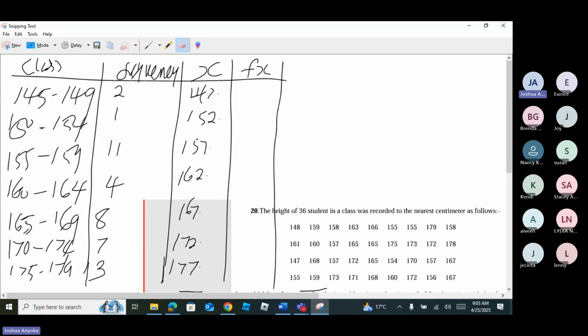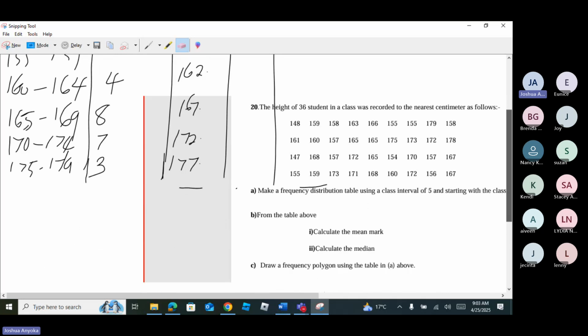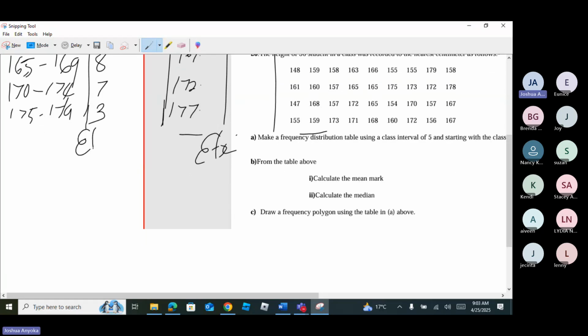From this one we need fx, and then we find the sum of fx, and we have the sum of frequency, which is 36. Then we state the mean. Mean is equal to the sum of fx divided by the sum of f, and this one gives us the mean. Somebody who has worked it out, give us the numbers.